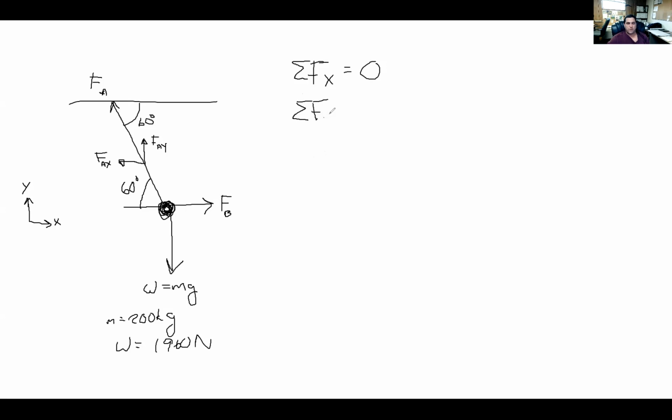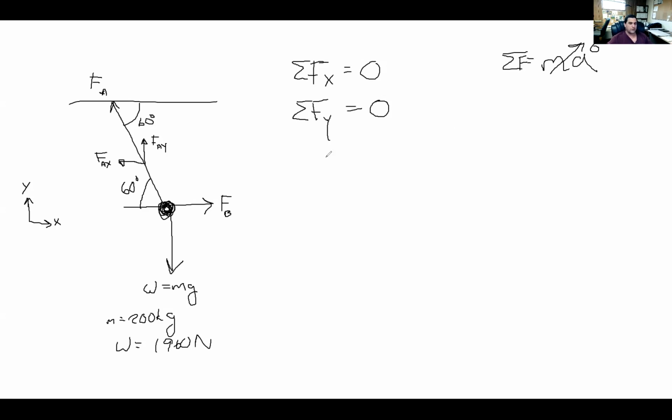If you have too many unknowns, try and solve for the other one. So previously what we did was sum of forces is equal to mass times acceleration. But we don't want anything to move in statics, so your sum of forces is going to be equal to 0. So I'm going to do the Y direction first.